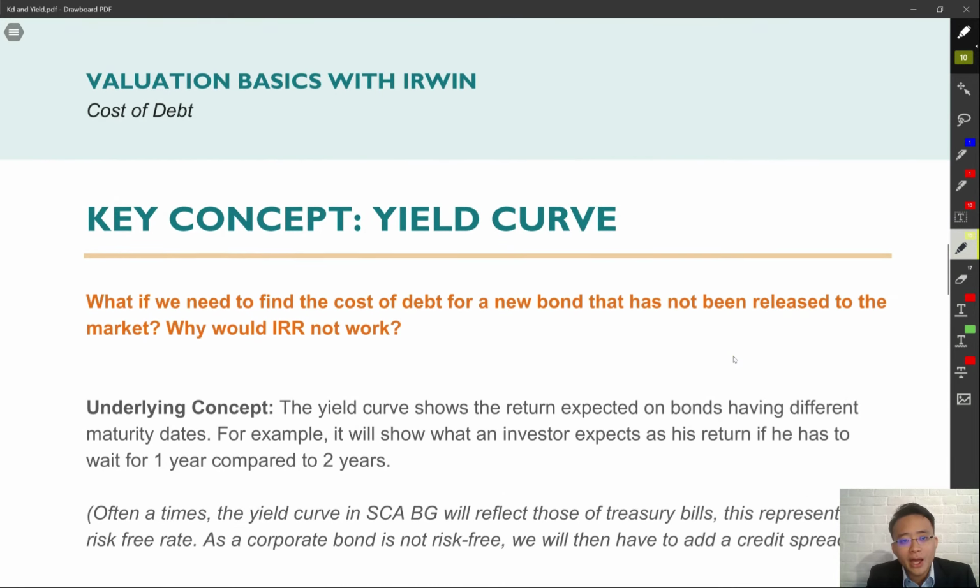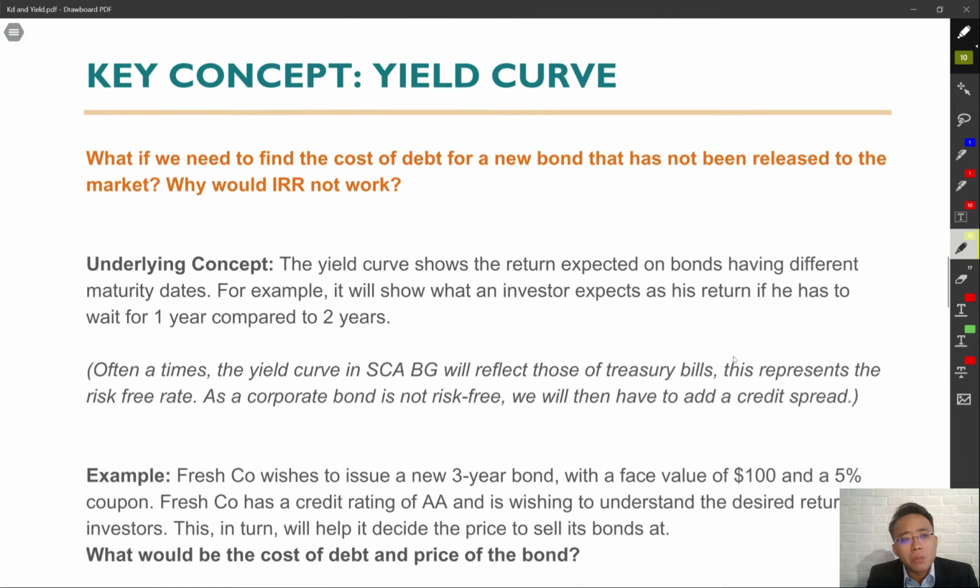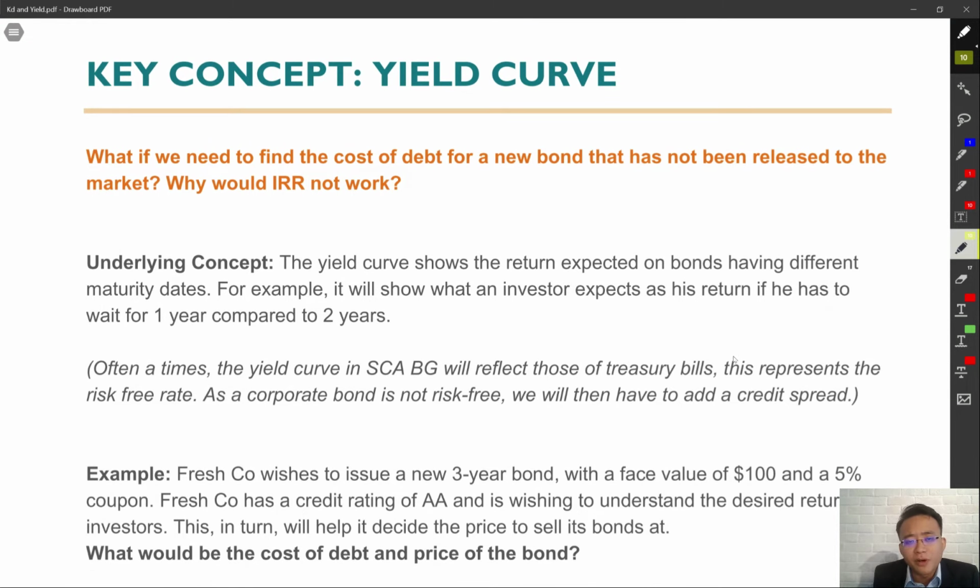So we are done with IRR. Now, let's look at the question first before we pay attention to the header of the yield curve. Then it says, what if we need to find the cost of debt for a new bond that has not been released to the market? Okay, so this new bond has not been released. Nobody has bought it yet. It is in the works, maybe it's still under planning. Alright, we're going to release it soon, but it's still under planning, it's still in the works.